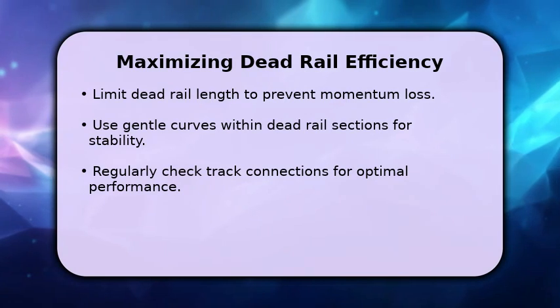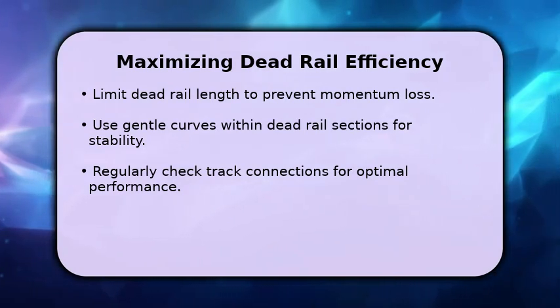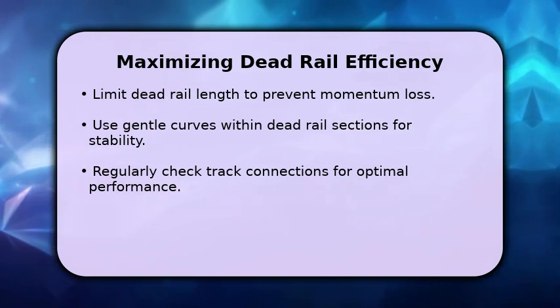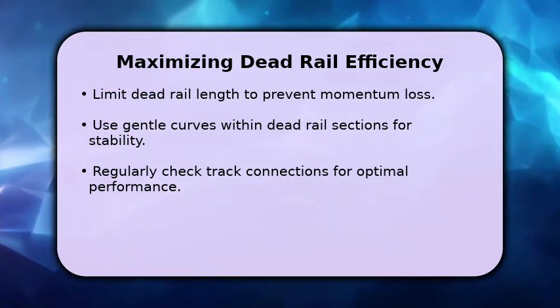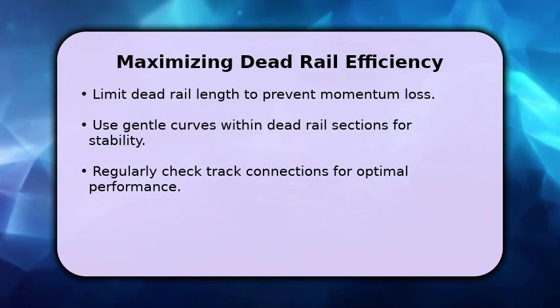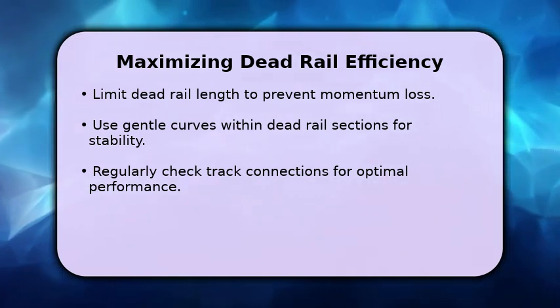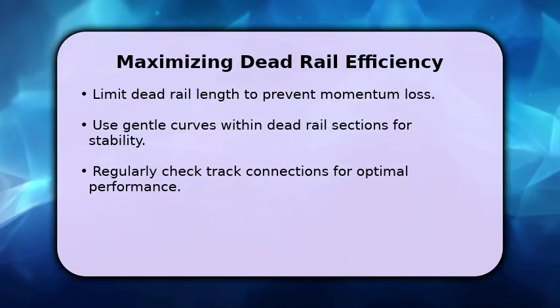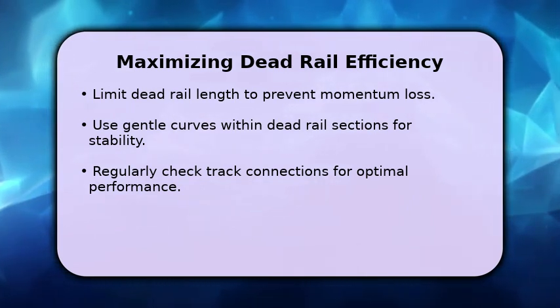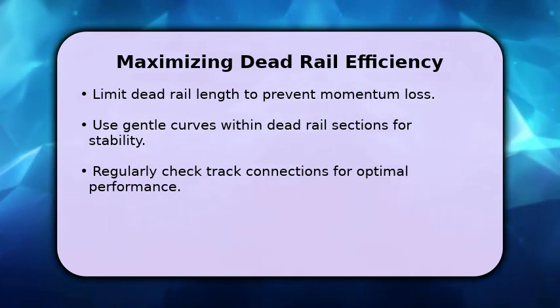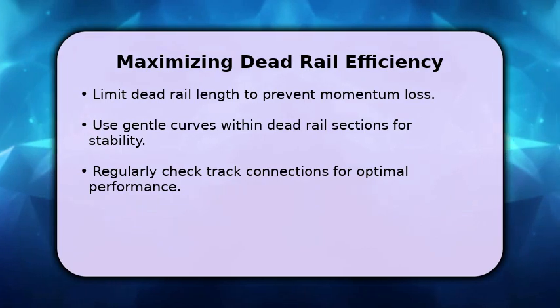For peak performance, consider the length of your dead rail sections. Keeping them relatively short, perhaps no more than 25 units, helps maintain train momentum. Also, opt for gentle curves rather than sharp turns within these segments to ensure stability. Always double-check all track connections, both powered and unpowered, to guarantee a flawless and consistent ghost train experience across your entire layout.